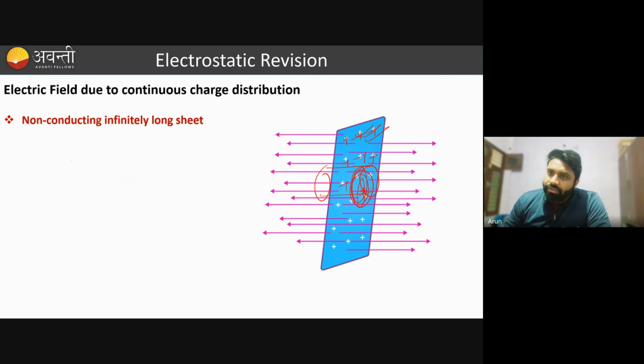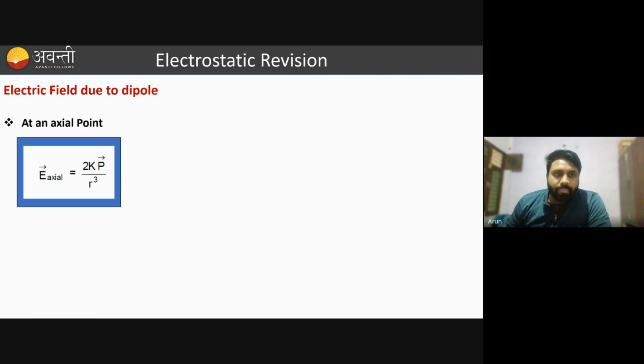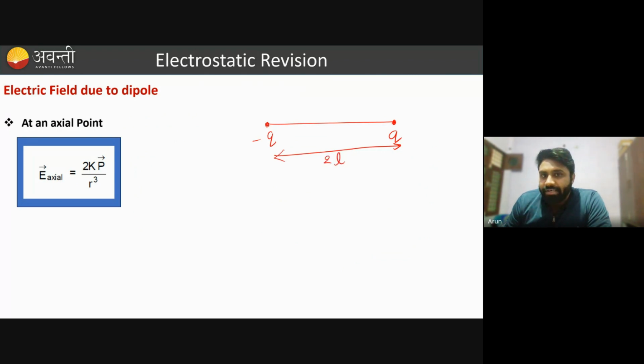This thing I want to tell you now: electric field due to a dipole. We know the dipole. A dipole is an arrangement of 2 charges, same in magnitude, opposite in nature, separated by a distance. Let's say we have taken it as 2l. So this arrangement is termed as what?